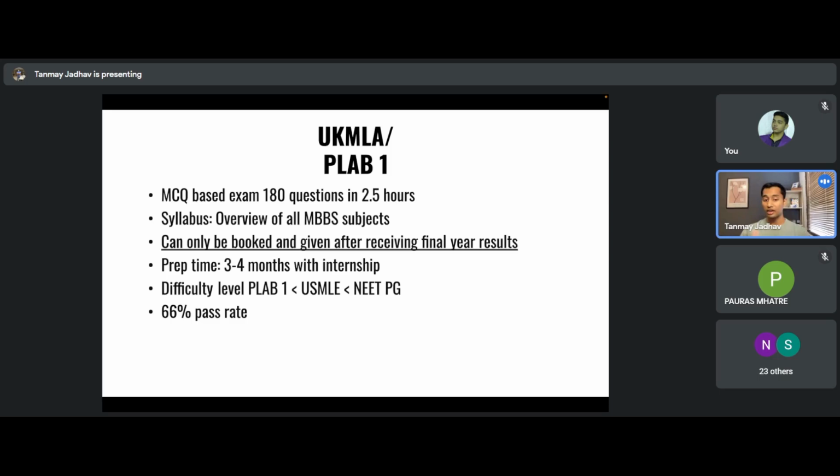Now, difficulty level, I wouldn't even just count this as difficulty. It's easier than USMLE, and it's easier than NEET PG. So it's really not something that you should be worried about, which is why I keep emphasizing that this decision to give PLAB or UKMLA can be made quite later on in your career. Even if you don't take anything away from this talk, I would like you to remember that. For example, you go off tomorrow and forget about all this future planning and just enjoy your life, and you say, oh shit, I missed the USMLE because I needed to start preparing in second year or third year.